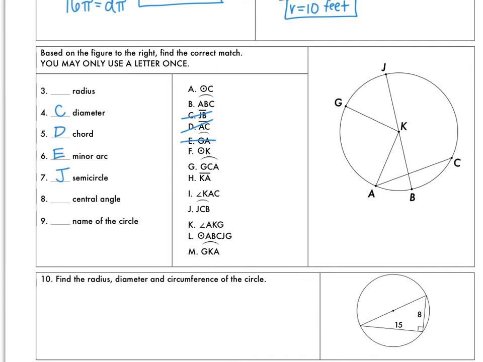A central angle: angle AKG, let's look, AKG. That is a central angle because the vertex of the angle, which will always be the middle letter, is the center of the circle, that would be K. And the name of the circle is K, so circle K would be F. All right, let's go back to the radius. KA right here. KA is the radius. So that works for number three.